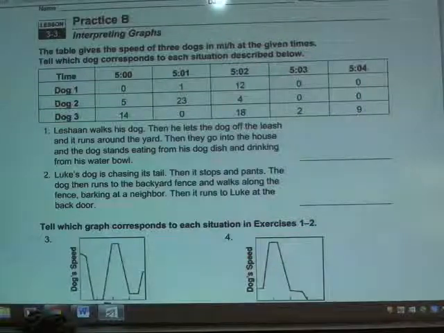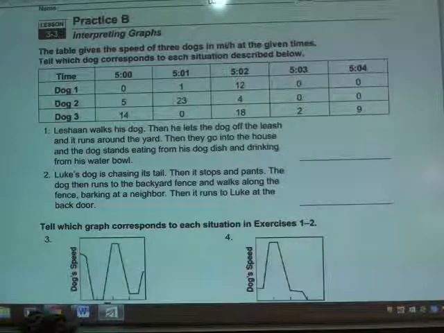This is the homework helper for Chapter 3, Section 3 in the 8th grade book entitled Interpreting Graphs. Now, questions 1 and 2 are all related to the prompt at the beginning of the page. It says the table gives the speed of 3 dogs in miles per hour at the given times. Tell which dog corresponds to each situation described below.